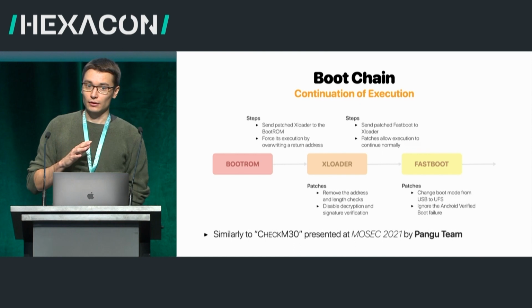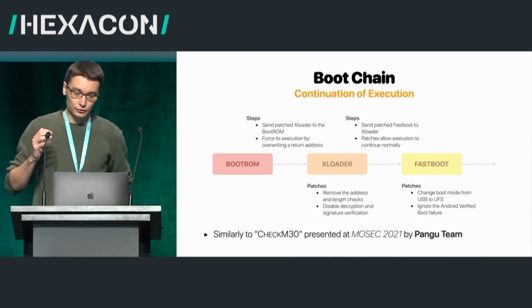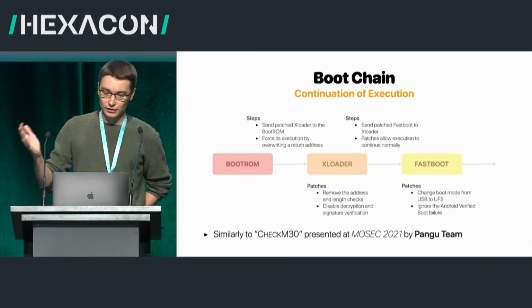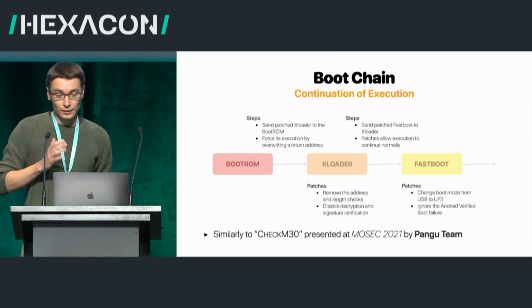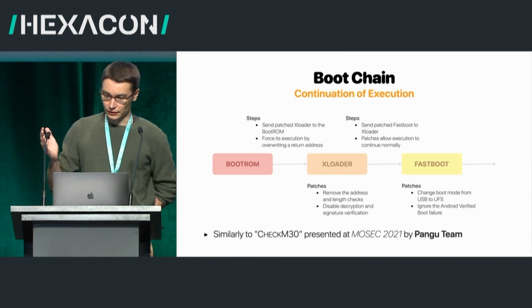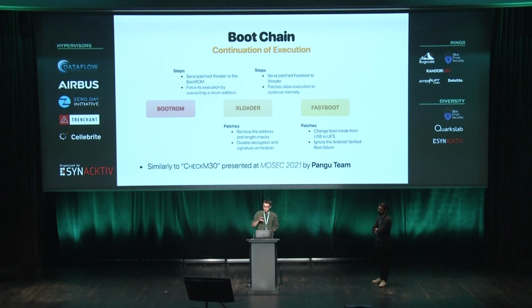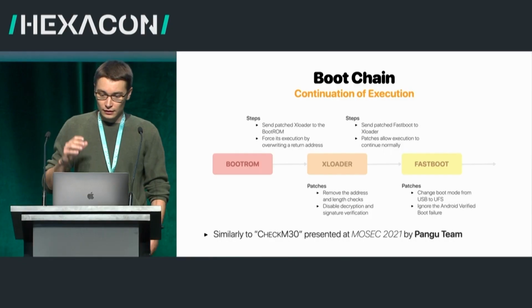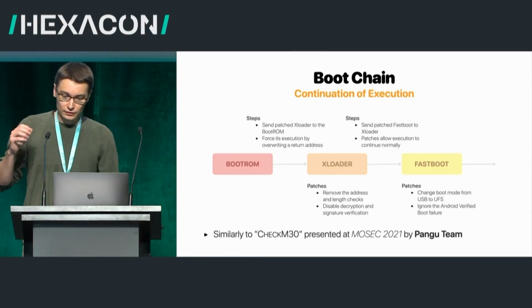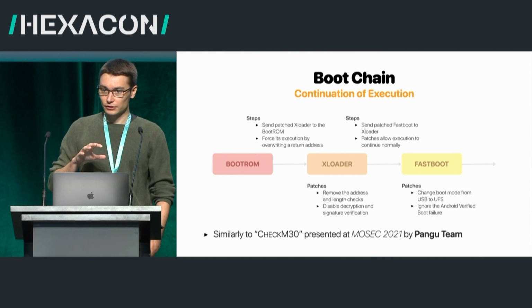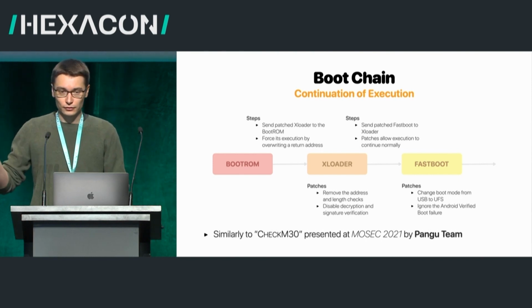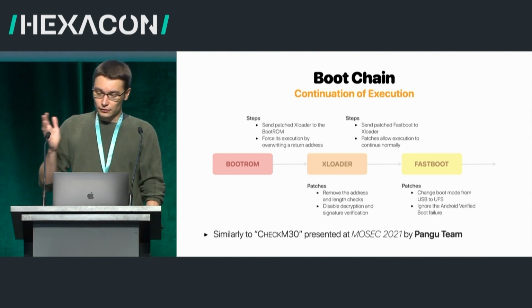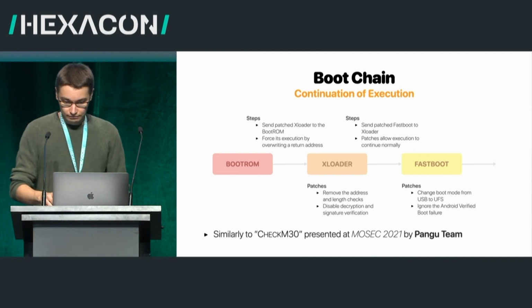The patches we make to X-Loader are to remove the address and size check, and also to disable image decryption and signature verification. So once this modified X-Loader is executing, we send over a patched fastboot, and the patches we made to fastboot are to make it think it booted from flash and not from USB, and we'll also continue from there, and ignore any Android verified boot failures.